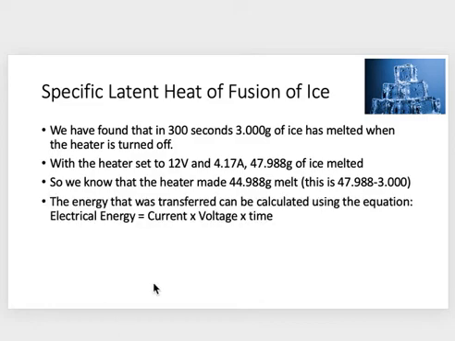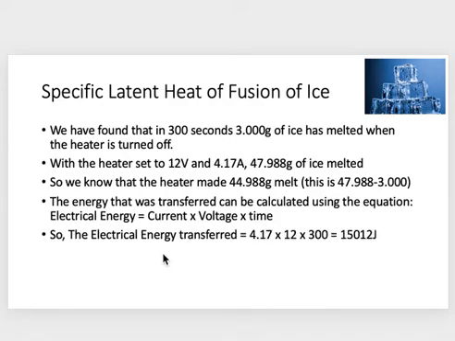We have to find out how much energy was transferred to the heater, and we can do that by using an equation for electrical energy. Electrical energy equals the electric current times the voltage, or the potential difference, times the time in seconds that it's been on for. So the electrical energy transferred was 4.17, our current, times 12, because it was 12 volts, times 300 seconds, because 300 seconds equals 5 minutes. So 4.17 times 12 times 300 equals 15,012 joules.